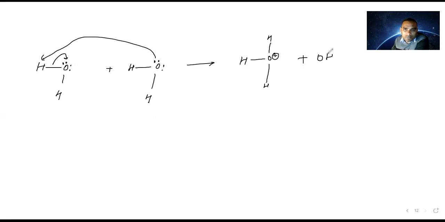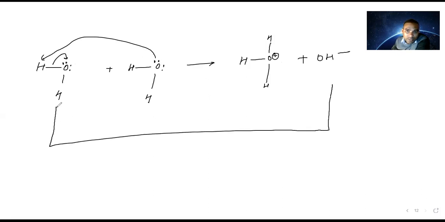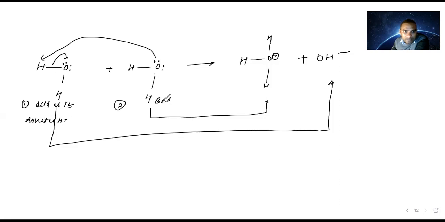And here is what is going to form OH minus. So this is converted into OH minus, and this is converted into this one. See, the first one, this one, and this is the second one. The first one donated H plus, yes or no? Yeah. So it donated H plus, so it is an acid. This is going to be an acid as it donated H plus. And this is a base as it accepts H plus.